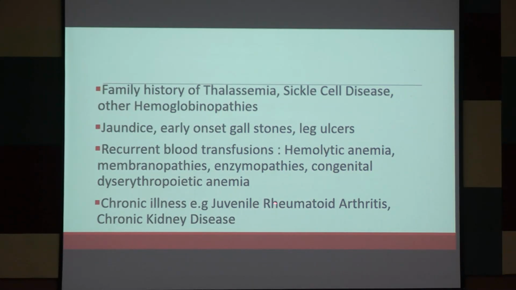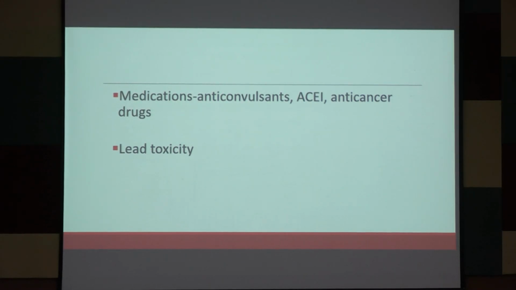Then congenital dyserythropoietic anemia, this is a very difficult entity. Just learn that there are some mutations, abnormal erythropoiesis, RBC not getting formed properly, that is why there is anemia. Then some anemia of chronic disease as in chronic kidney disease and juvenile rheumatoid arthritis. These chronic diseases cause an inflammatory condition in the body, there will be anemia. Medications like anticonvulsants, ACE inhibitors, anti-cancer drugs and lead toxicity. Lead toxicity occurs from the use of lead based paints and some chemicals which contain lead.